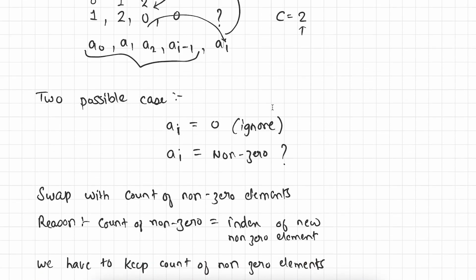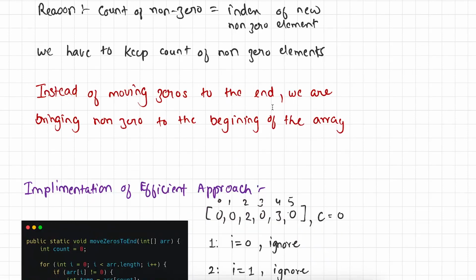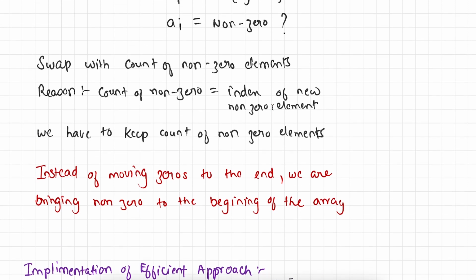If you look at this approach carefully, what we are doing exactly is, instead of moving all the zeros to the end, we are bringing all the non-zero elements to the beginning of the array. And in the previous approach, we were simply moving all the zero elements to the end. So this is the difference between the previous approach and this approach. So this is the basic idea to solve this problem.